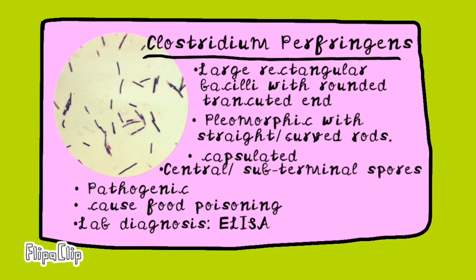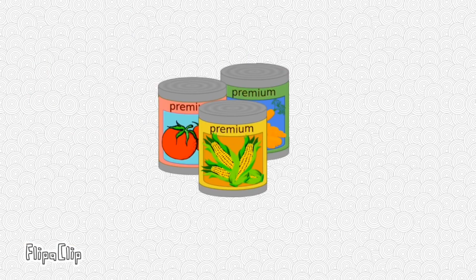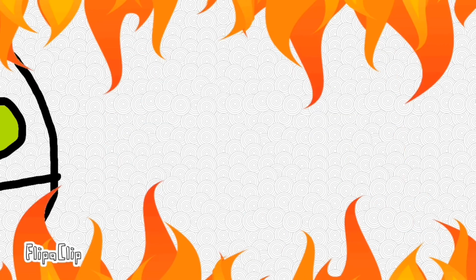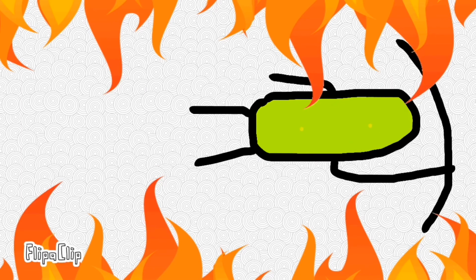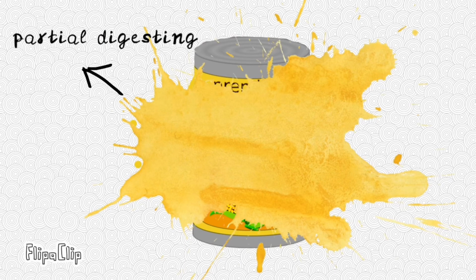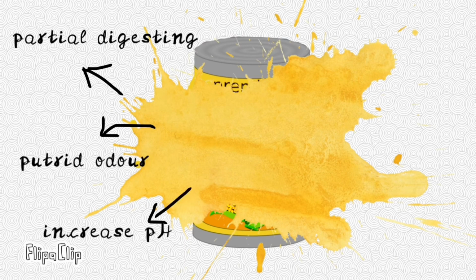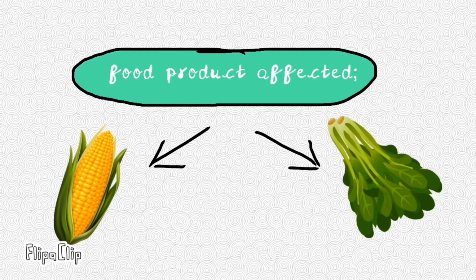Lab diagnosis is by ELISA. Effect on food products. First, in canned food, as canned food is processed under high temperature, C. botulinum, which resists heat during the treatment, is more likely to cause spoilage. The can swells and bursts due to gas production, causing partial digestion, putrid odor, increased pH, and production of indole, carbon dioxide, and hydrogen. Canned products affected are corn and spinach.